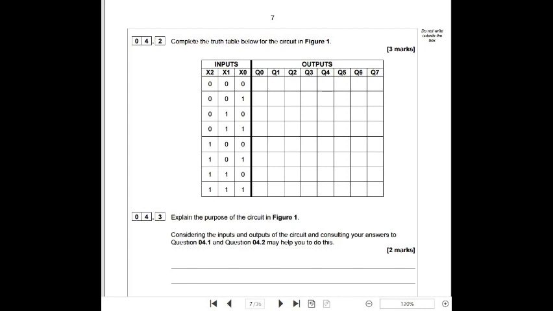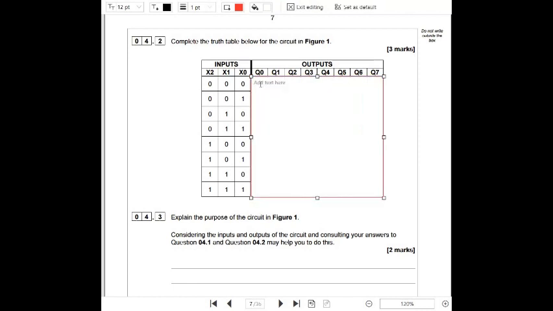Okay, now what we need to do in here is complete a truth table for the circuit in figure 1. So this will require us to look back at that circuit. So Q0, as it's going to be a 1, 1, 0, 0, 0, 0. Seven noughts there. That's for the first one. Second one, 0, 1, 0, 0, 0, 0. Yep, 1, 7 noughts. Then for the third one, it's going to be 0, 0, 1. 1, 2, 3, 4, 5 noughts. So the pattern going on here is just going to be all those noughts there.